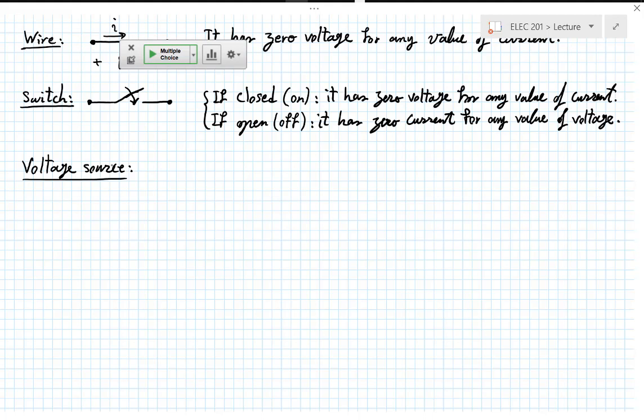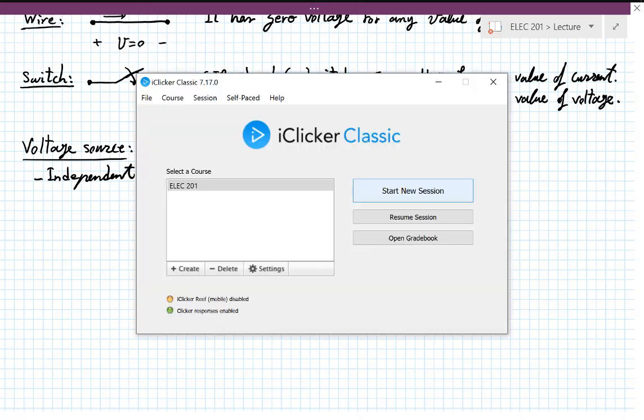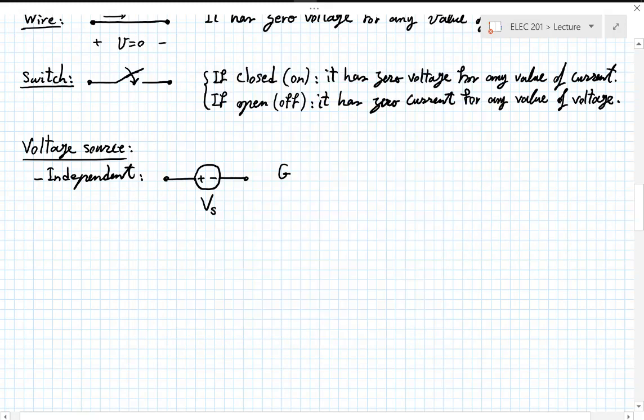So we know that. A voltage source is shown like this. Let's first talk about what we call an independent voltage source, and it looks like this. It has a polarity, and let's say you call this Vs, as in source. It will give you a well-defined voltage. The palm recognition is not working very well today.